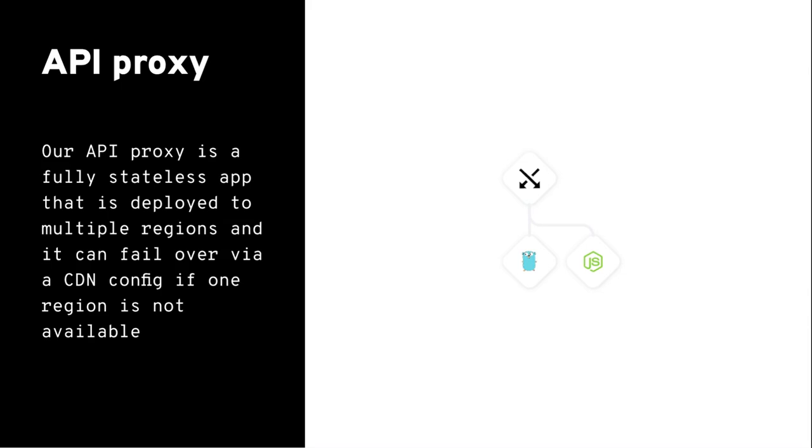To get back to the more serious stuff, our API proxy is a stateless application deployed on multiple regions from a single Git repository. We configured the CDN in front of it to fail over automatically to another region if the current region becomes unavailable. This API proxy handles all the API calls that are being done against our product.